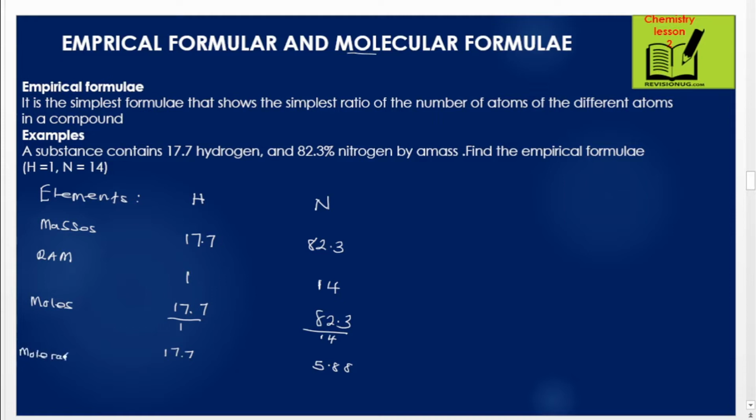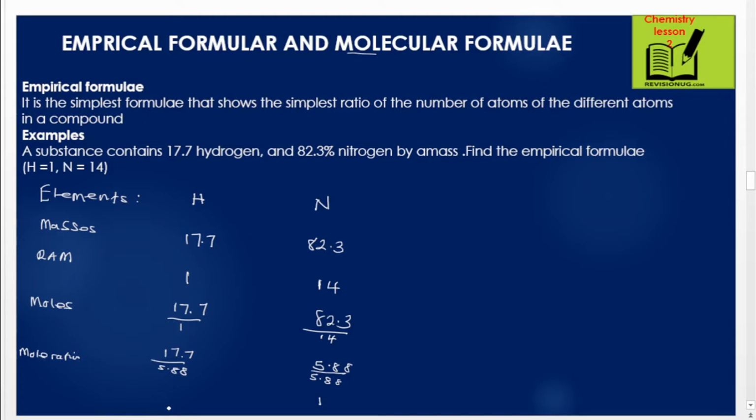Now after there, we need to get what we call the molar ratio. We compare now. For the molar ratio, we get the smallest and we divide it throughout. Now the smallest is this one, 5.88. I'm repeating that: when you are getting the molar ratio, you get the smallest number of moles and you divide it throughout. Then when we divide, this one gives us a 1.